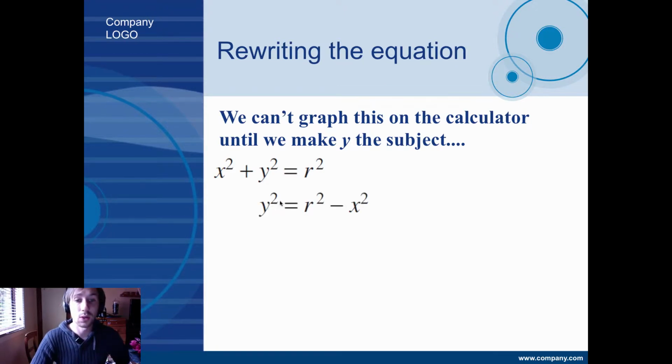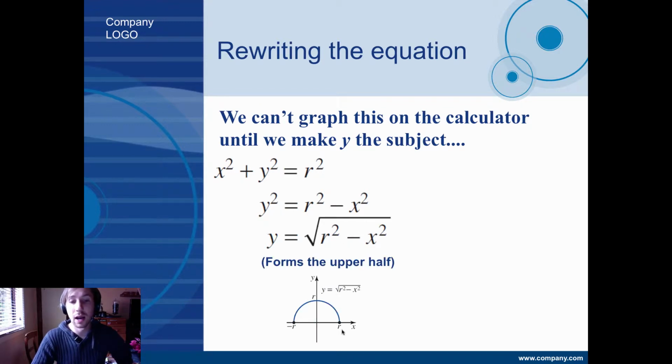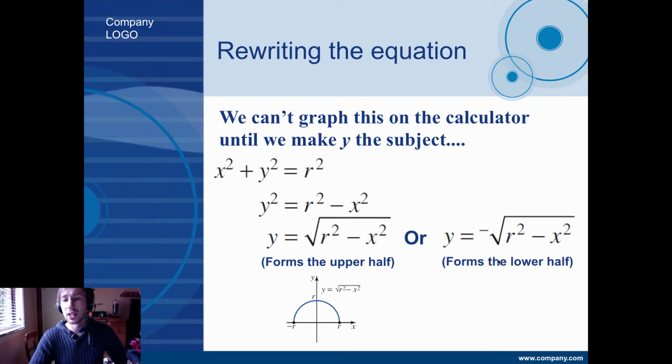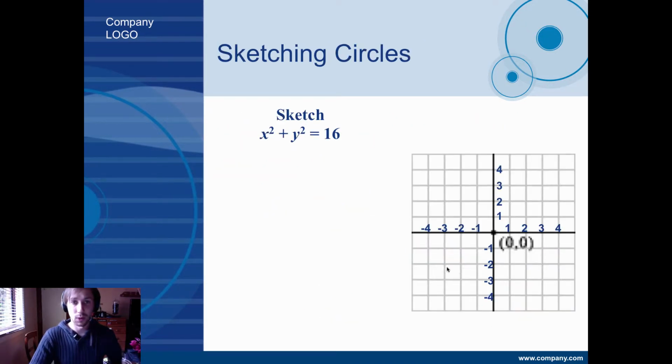To do that, we go y squared is equal to r squared minus x squared, because I've subtracted x squared off both sides. The next step is to square root it and write the positive and negative answers. So y is equal to the positive square root of r squared minus x squared, which will give us the upper half, the positive values. And the negative one, y is equal to negative the square root of r squared minus x squared, gives us the lower half, the negative values of the circle. When you put them both together on the one set of axes, you're going to get a circle, aren't you? Let's now go through and have a look at how to sketch these circles.